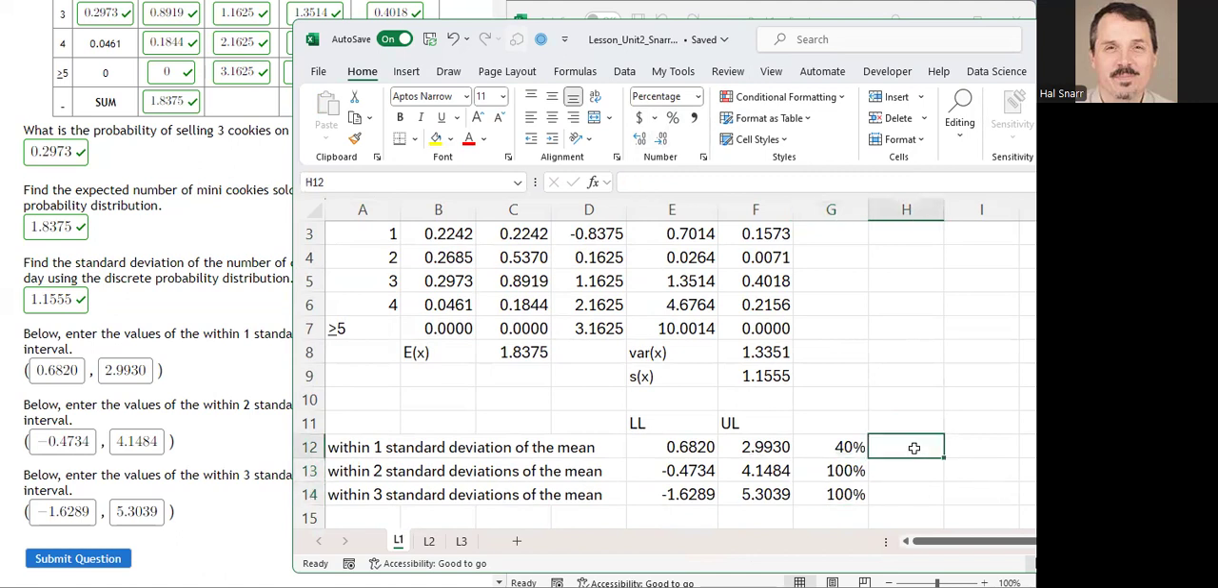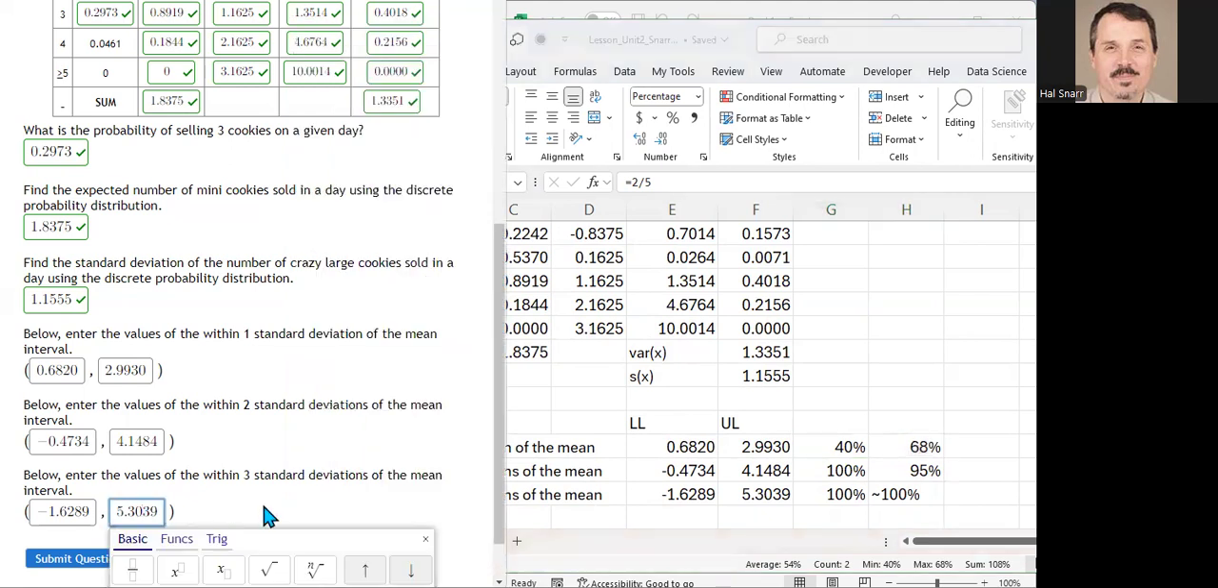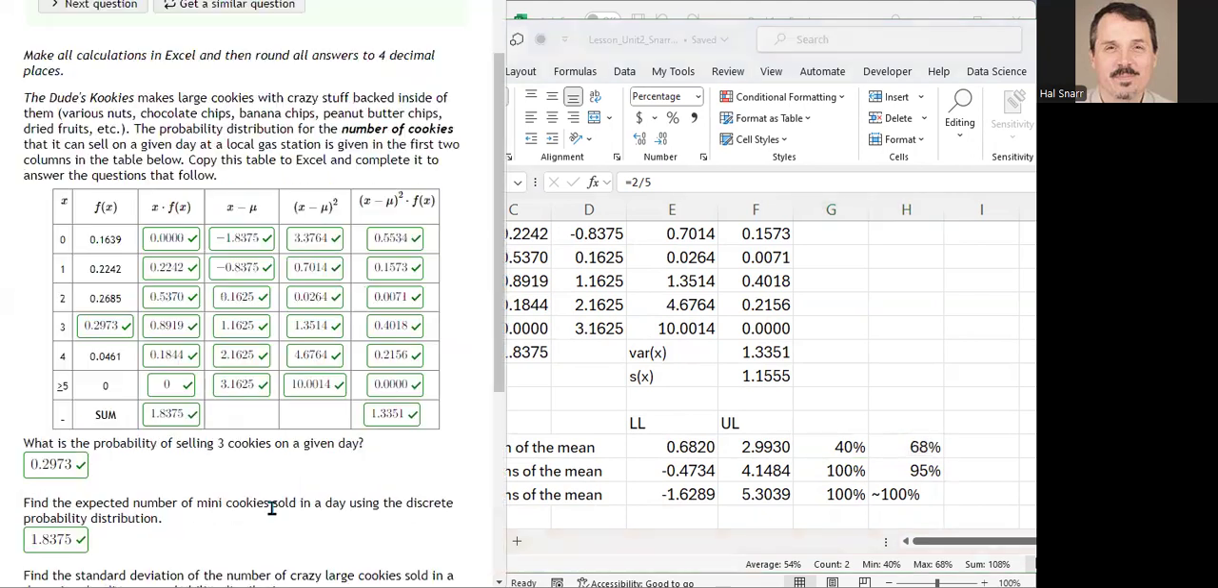A normal distribution is about 68%, 95%, and then approximately 100%. And so we can see that this is not close to a normal distribution, right? These two are pretty close to what they are for a normal distribution. This is way below what it is for a normal distribution. Okay. Let's double check to make sure we got these right by hitting enter.